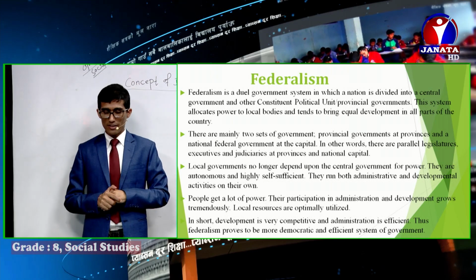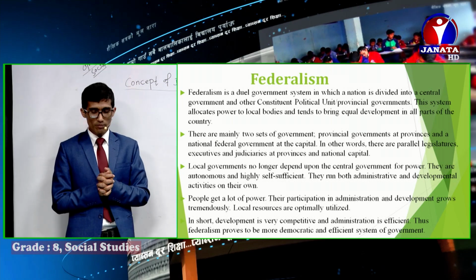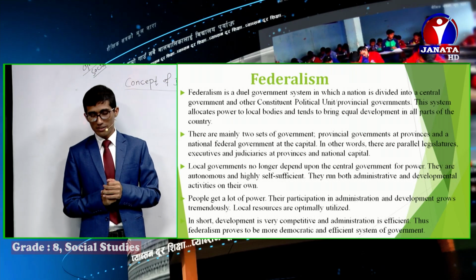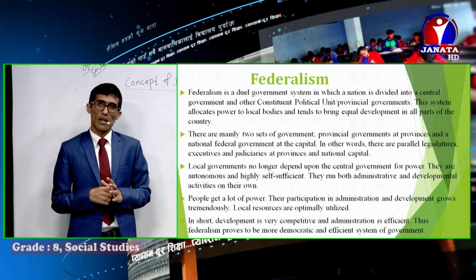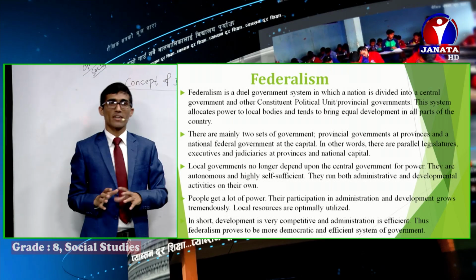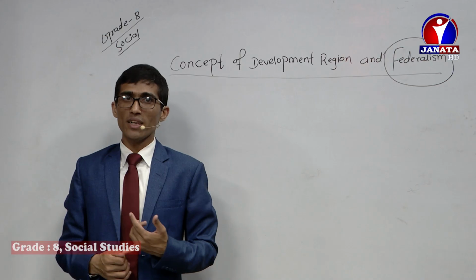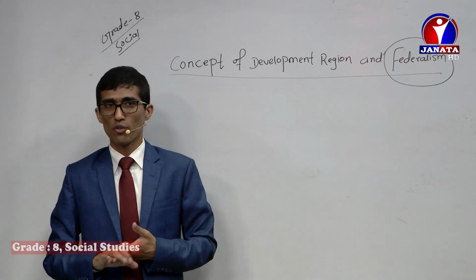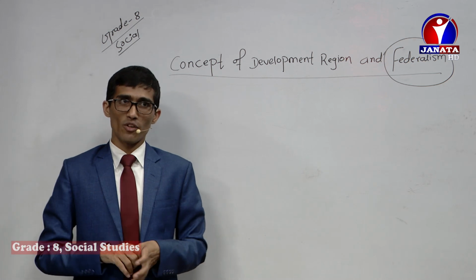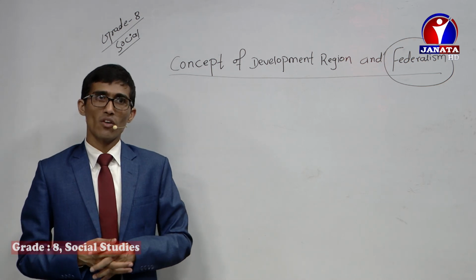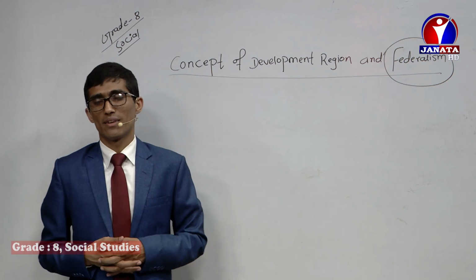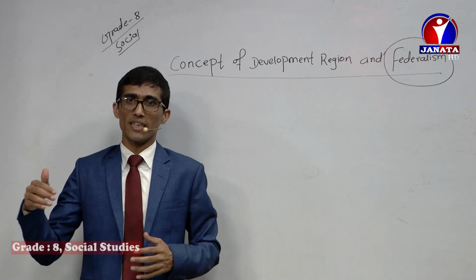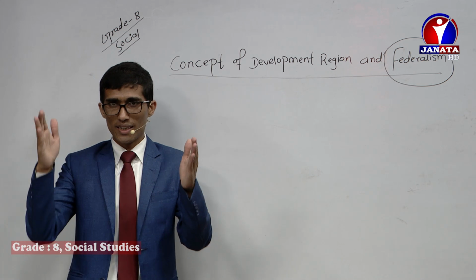The second definition of federalism: there are mainly two sets of government, provincial governments at the provinces and a national federal government at the capital city. It means there are different provincial governments in different provinces. Like province number 1, it is in Viratnagar. Province number 2 is in Janakpur. Number 3 is in Hetauda. Number 4, Gandaki province, is in Pokhara. Province number 5 is in Butwal, or in Surkhet or in Kailali. There are 7 different provincial governments, and the federal government is here in Kathmandu. In this way, the nation is divided.